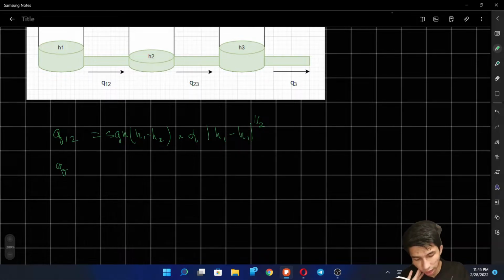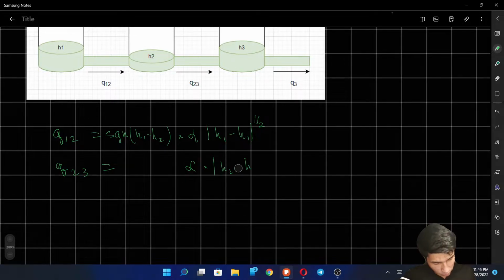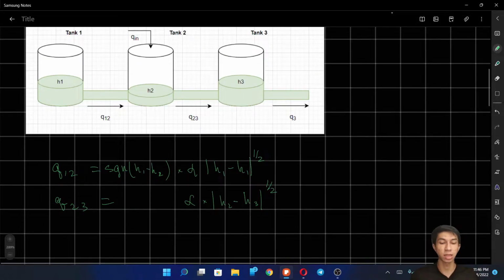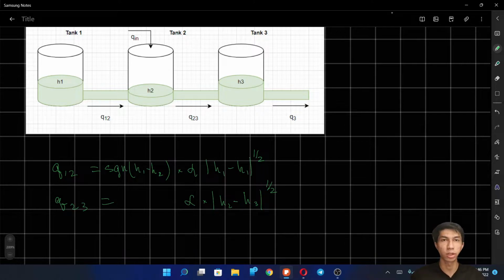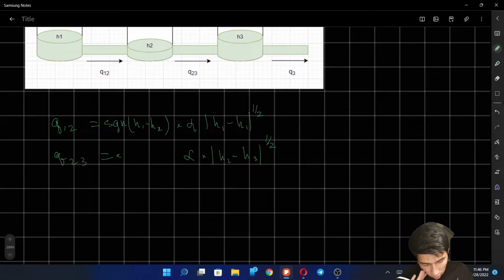So let's move to the flow from tank 2 to 3. It's still going to be our coefficient multiplied by the difference in heights. Oh, it's negative, sorry. To the power of half, which is the square root. And same thing with these tanks, we don't know which way the flow is going. So we're going to represent our flow as H2 minus H3, okay?